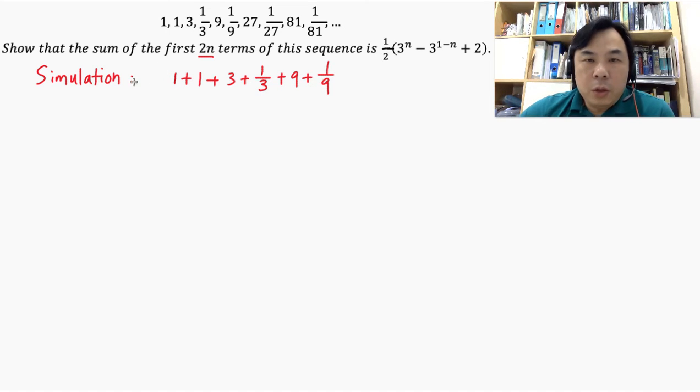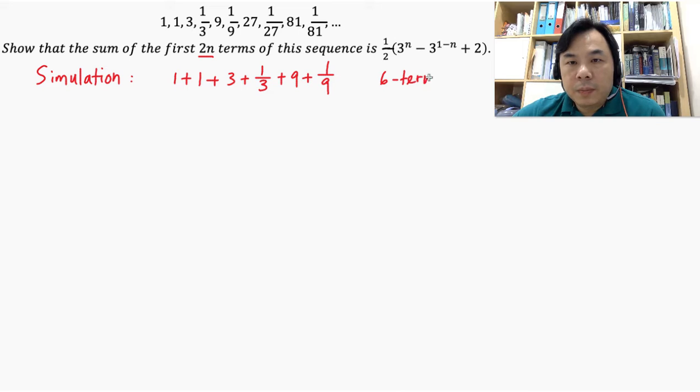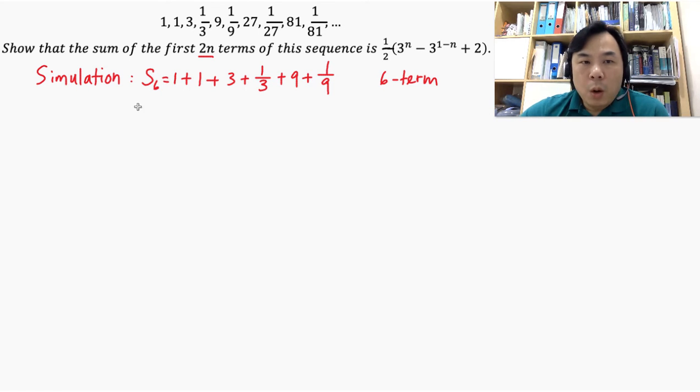Now let's assume that in this simulation we have 1 plus 1 over 3 plus 3 plus 1 over 9 plus 9, which is 1, 2, 3, 4, 5, 6 terms. So if you are interested in summing this up, we are summing 6 terms. Or we can rewrite it as 2 multiplied by 3, because 2 multiplied by 3 would also yield the sum of these 6 terms.